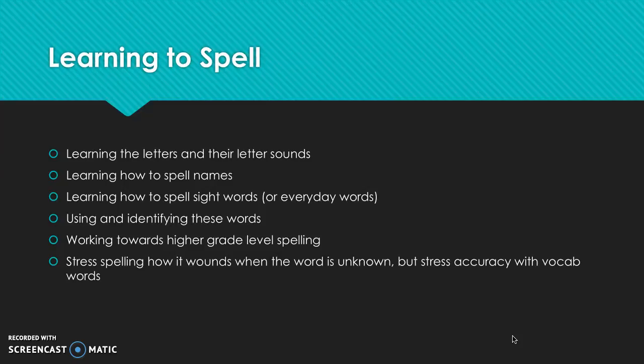And then they learn how to spell their own names. They learn how to spell sight words or everyday words, like the and could and stuff like that. And then you want them to use and identify these words. You're working towards higher grade level spelling, so you want them to be able to progress. You want to stress spelling it how it sounds when the word is unknown, but you want to stress accuracy when it's a vocab word.